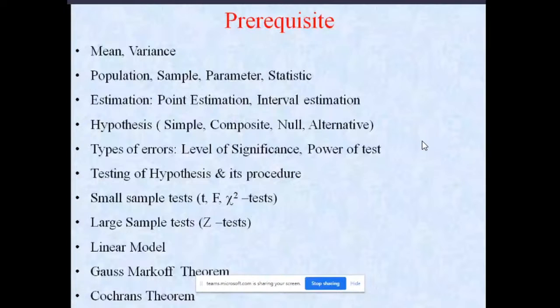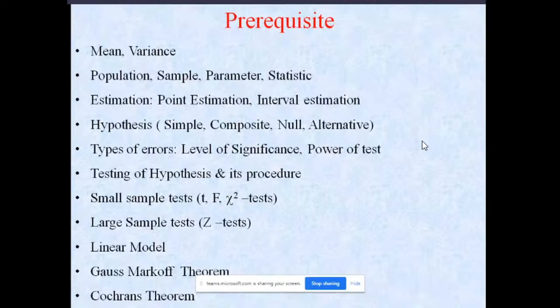Now, in this estimation, we mainly have two types. One is called point estimation, and the other is called interval estimation. Point estimation is where we guess the value of the parameter exactly based upon the statistic.